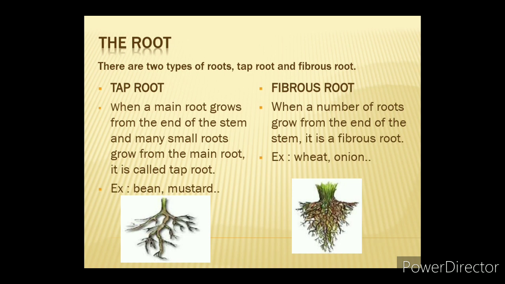Firstly, we will discuss the root. There are two types of roots, tap root and fibrous root. Tap root: when a main root grows from the end of the stem and many small roots grow from the main root, it is called tap root. Examples: bean and mustard. Fibrous root: when a number of roots grow from the end of the stem, it is a fibrous root. Examples: wheat, onion.